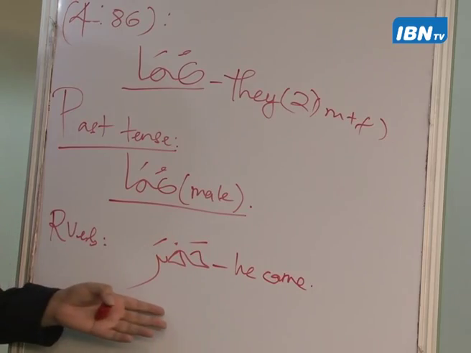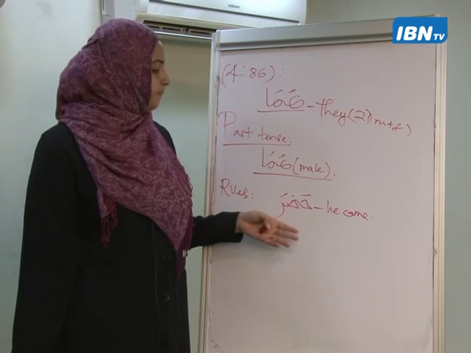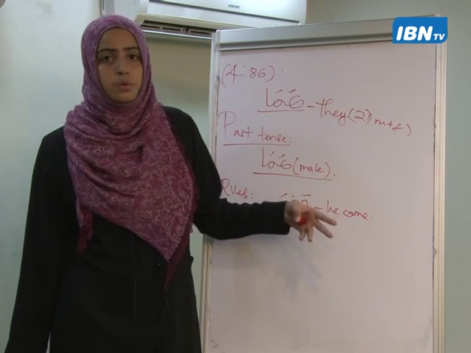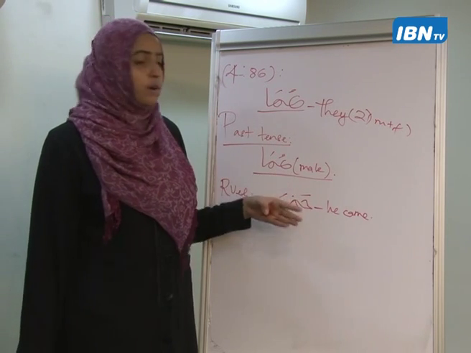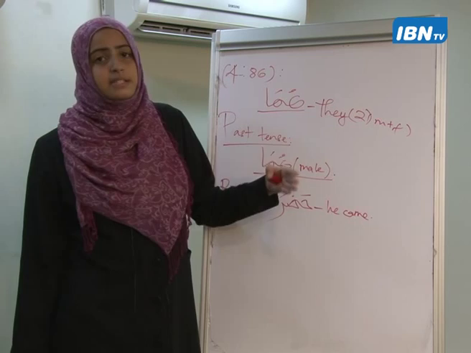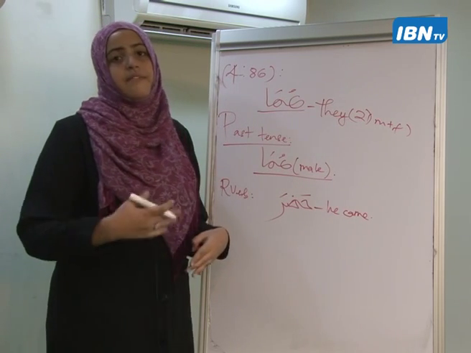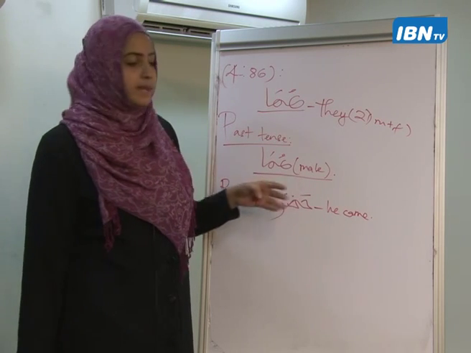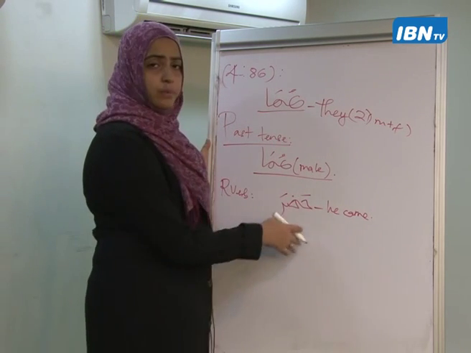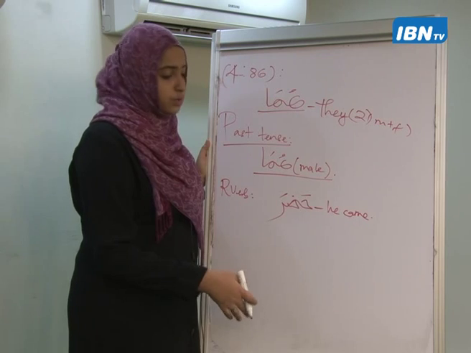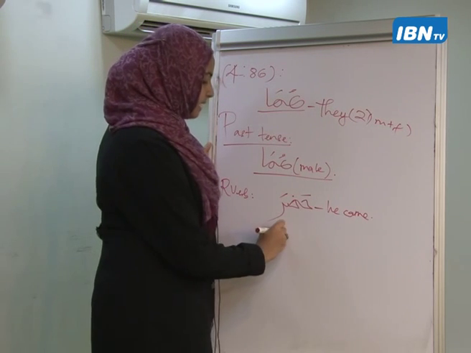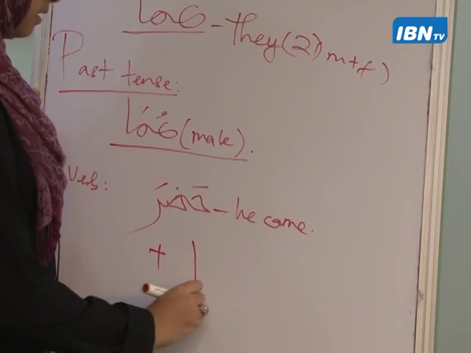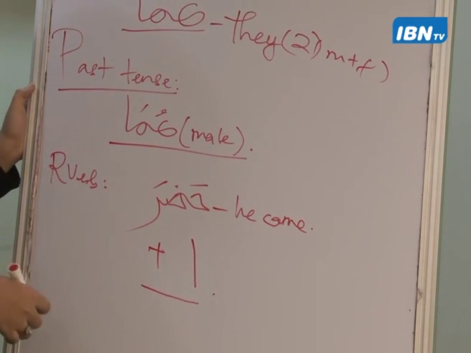So if I have this hadara here as my root verb, now I want to convert this "he came" into "they two, male plus female, came." But obviously it's going to be different when I'm addressing a masculine, and it will be different if I'm addressing a feminine. So we'll start with the masculine. If I want to address a masculine, what I'm going to do to this verb is add an alif. That is all. The only thing I'm going to add here is an alif.